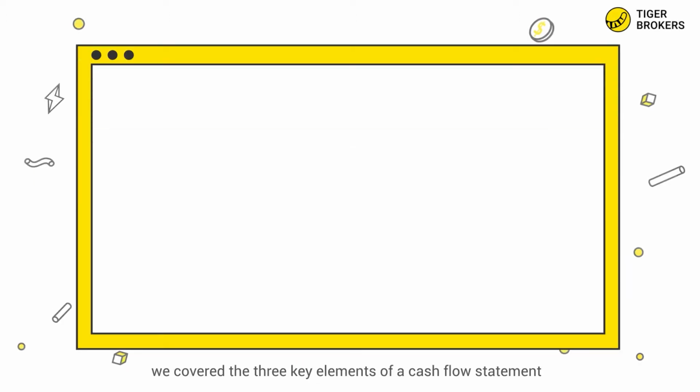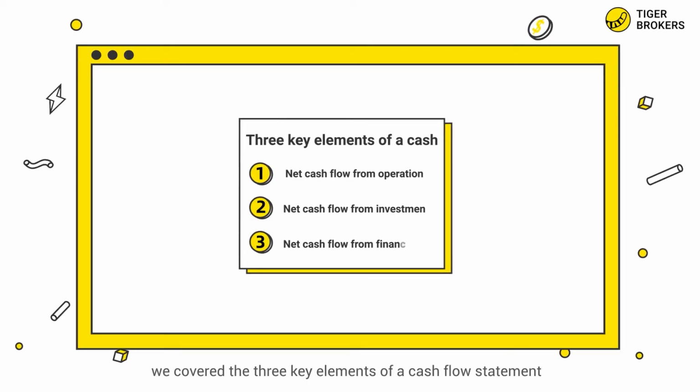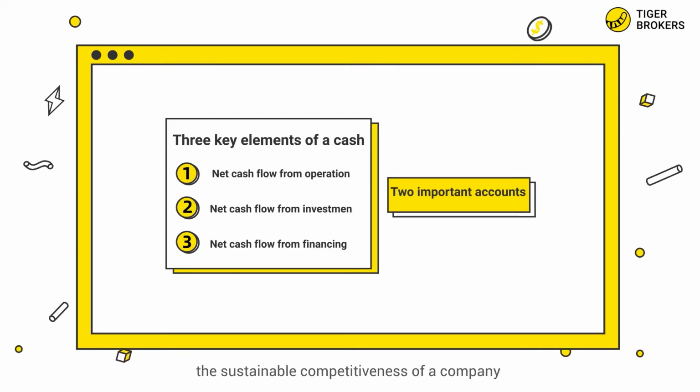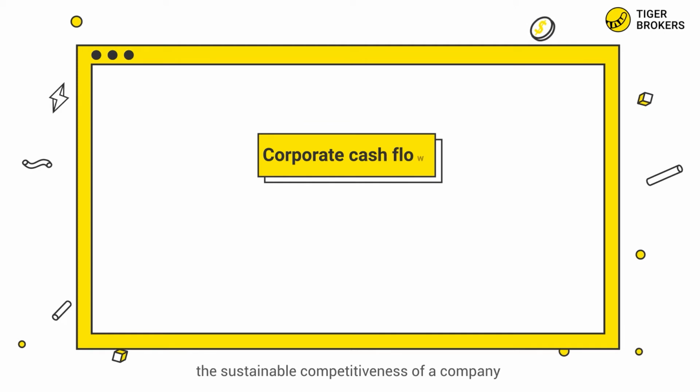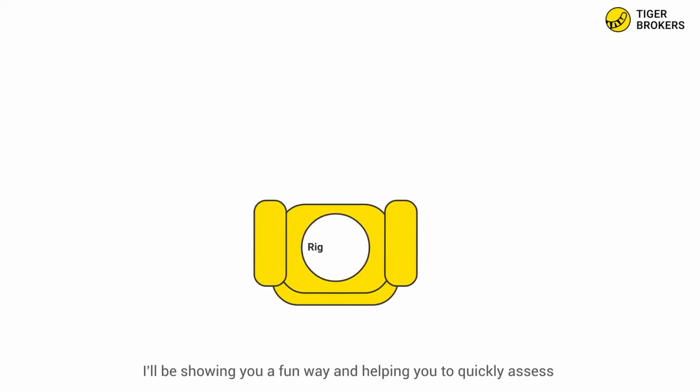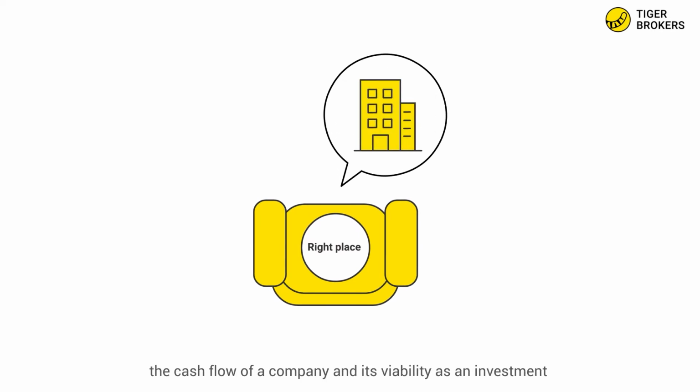In the previous lesson, we covered the 3 key elements of a cash flow statement as well as 2 important accounts that will help us judge the sustainable competitiveness of a company. In this lesson, I'll be showing you a fun way and helping you to quickly assess the cash flow of a company and its viability as an investment.